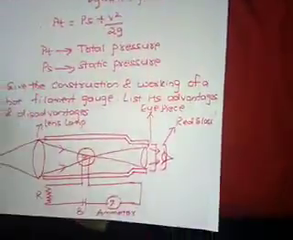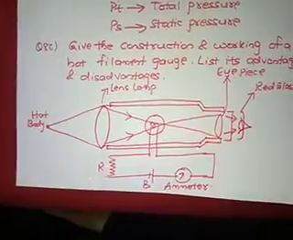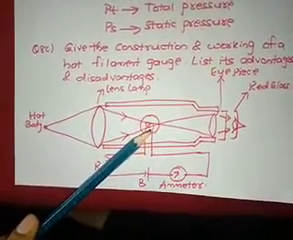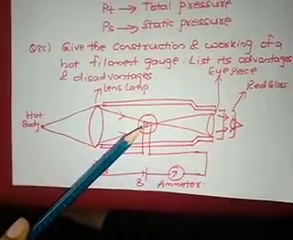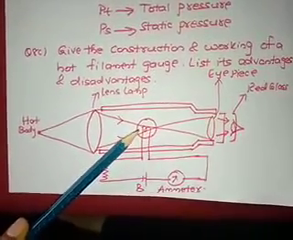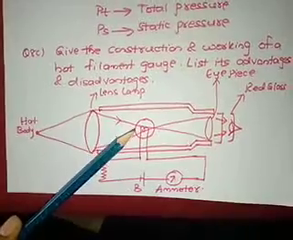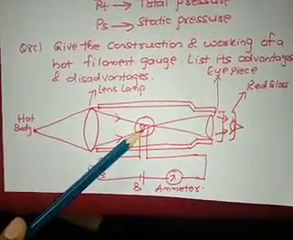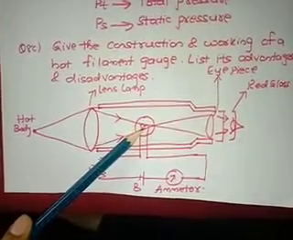So here let us see its working. Initially the filament has lesser temperature than the surrounding temperature, so it appears dark here. Hope you are following, students, right? So initially the filament temperature is less than the surrounding temperature, so it appears dark.